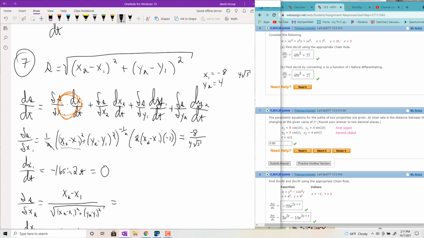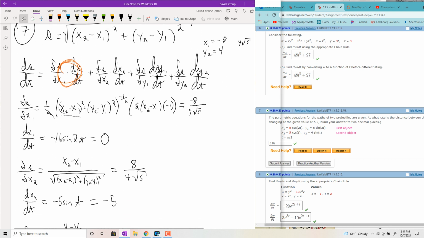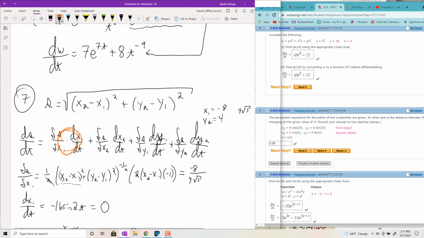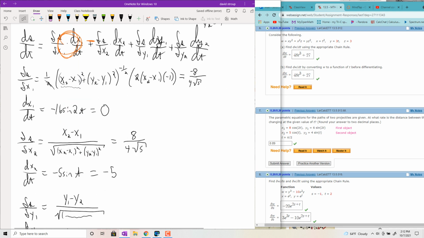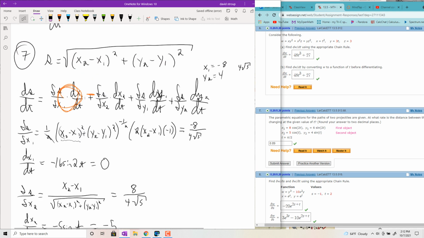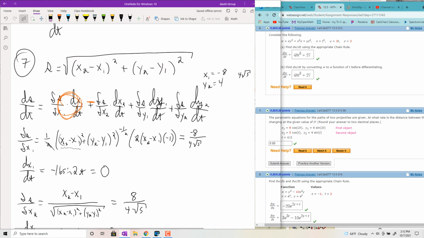Second part, then, x2 minus negative 8 is a positive 8, again, all over 4 root 5. And then sine of pi over 2 is just 1. So you get negative 5 times 8 all over 4 root 5 for the second part. So the second part is going to be minus, so negative 10 all over root 5. But we just leave it negative 40 all over 4 root 5.